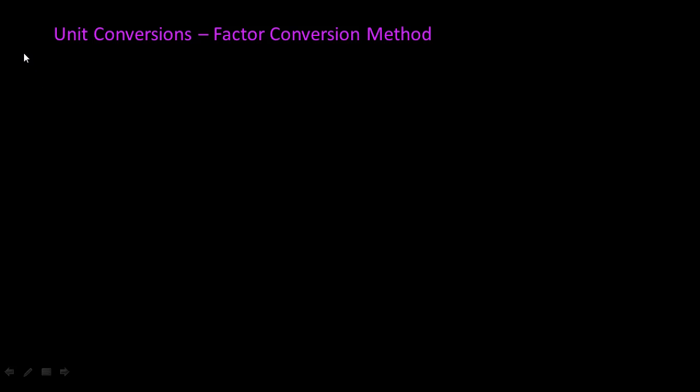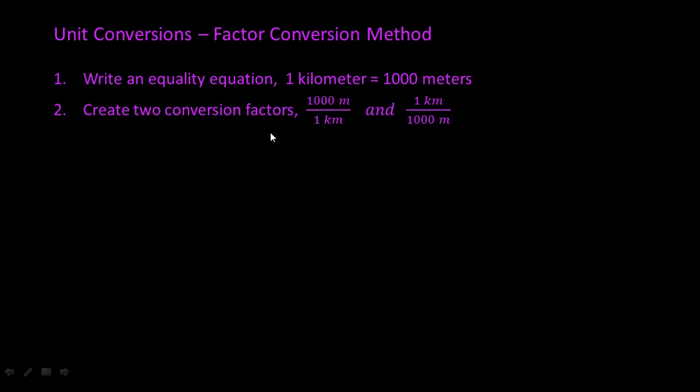So here's the process for the factor conversion method. We want to write an equality equation. For instance, if we were converting between kilometers and meters, the equality equation is 1 kilometer equals 1,000 meters. Next, we need to create two conversion factors from this equality statement. The first one is 1,000 meters divided by 1 kilometer, and for the second one, we just flip the numerator and denominator, and we get 1 kilometer over 1,000 meters.